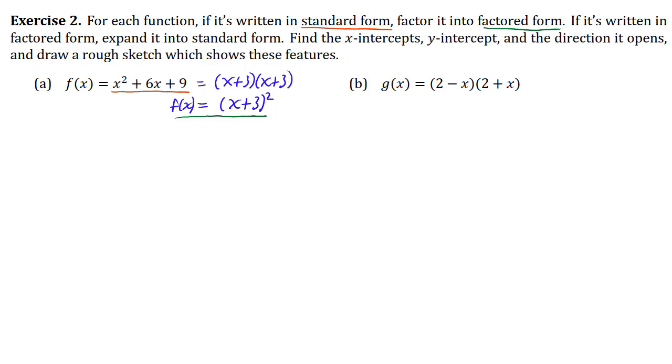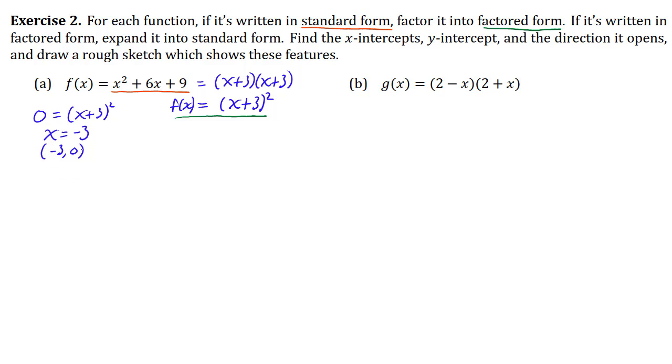And let's see, we can find the x-intercepts. X-intercepts are where 0 is equal to x plus 3 squared. And that happens when x is negative 3, because x equals negative 3 makes it so negative 3 plus 3 is 0. So the x-intercept is negative 3, 0.